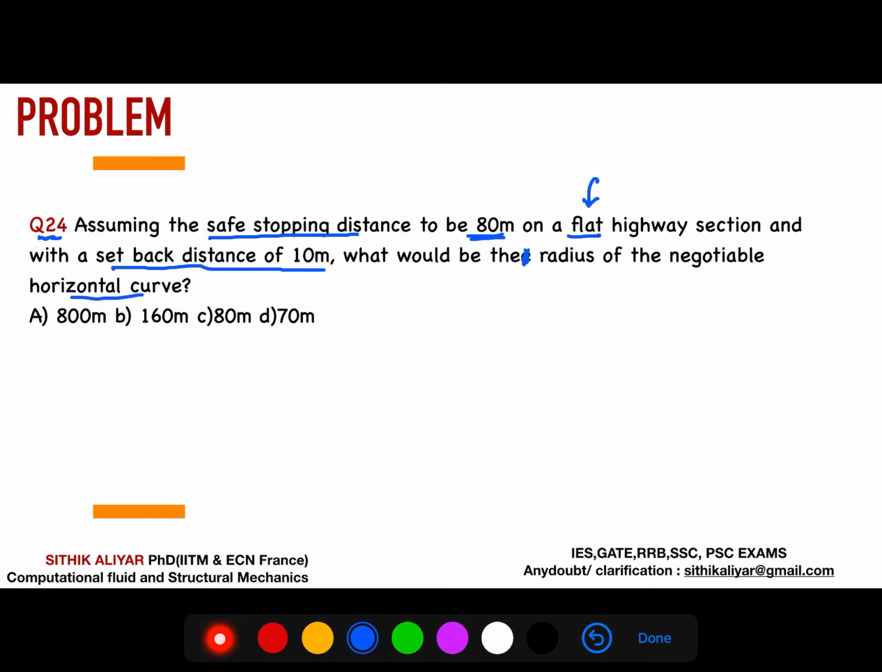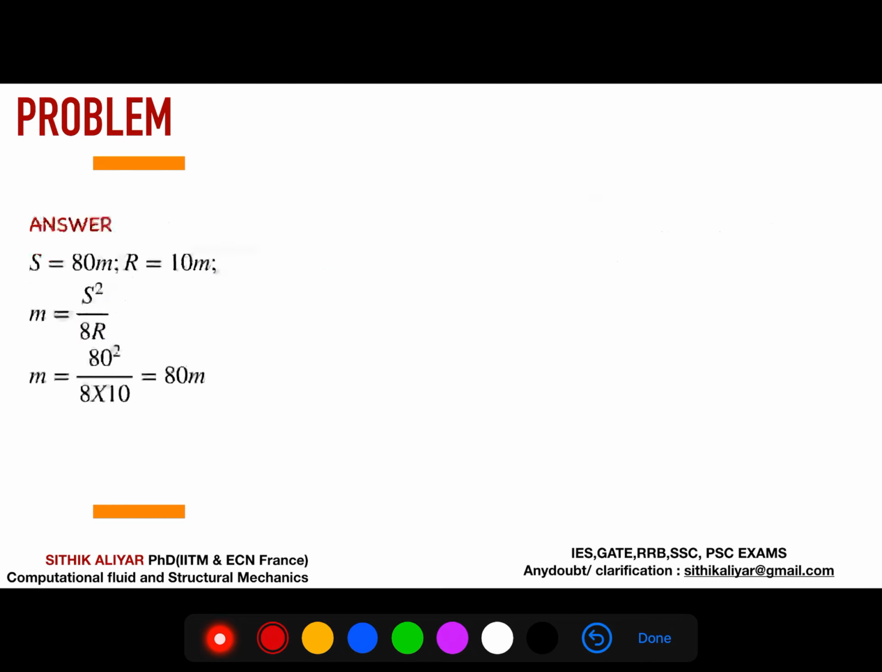So they are asking for the radius. They have given the setback distance and the stopping sight distance of 80 meter, and a plain terrain, that is okay. The options for the radius are 800, 160, 80 and 70 meter. This part can be easily solved. You can even solve it with geometry, but it can be very easily solved using the approximate formula, if you remember.